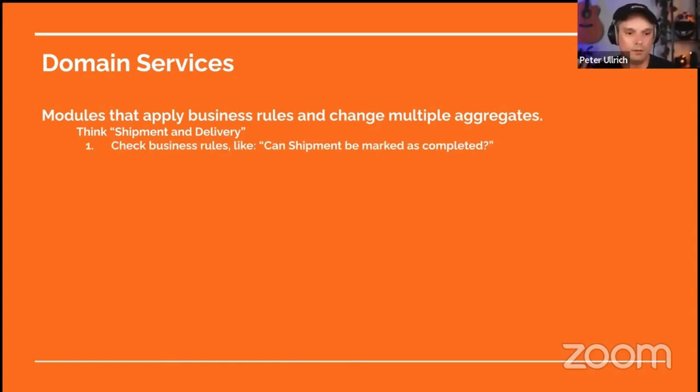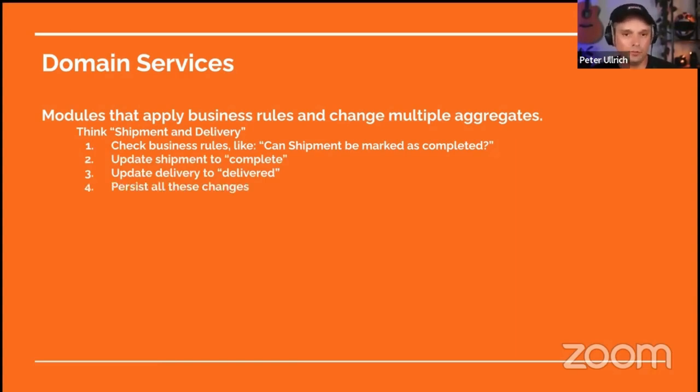The flow would be, the domain service, like mark delivery as delivered, checks the business rules, like can we mark the shipment as completed? Have all the packages been delivered, or whatever the reason is? And then we update the shipment, we update the delivery, and eventually we persist all these changes at once. So again, it's atomic: either we update both of them or we don't update any, that's a one or zero.